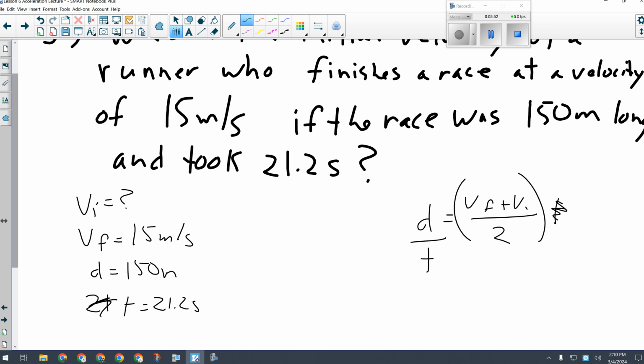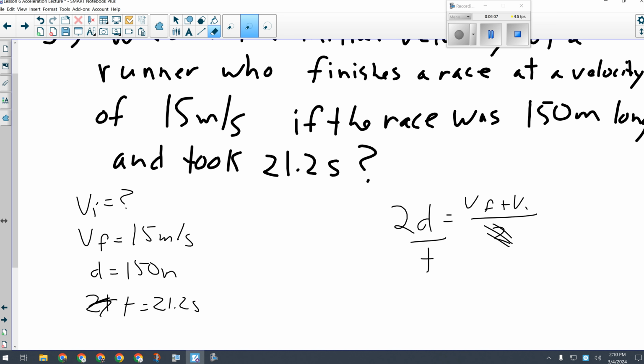So T comes over here. That is going to eliminate the need for these brackets. Okay, so they can get out of here since there's nothing else on that side anymore. So then the next thing I would want to do is multiply both sides by 2 and then subtract VF. So I'm going to have 2D over T minus VF would equal VI.